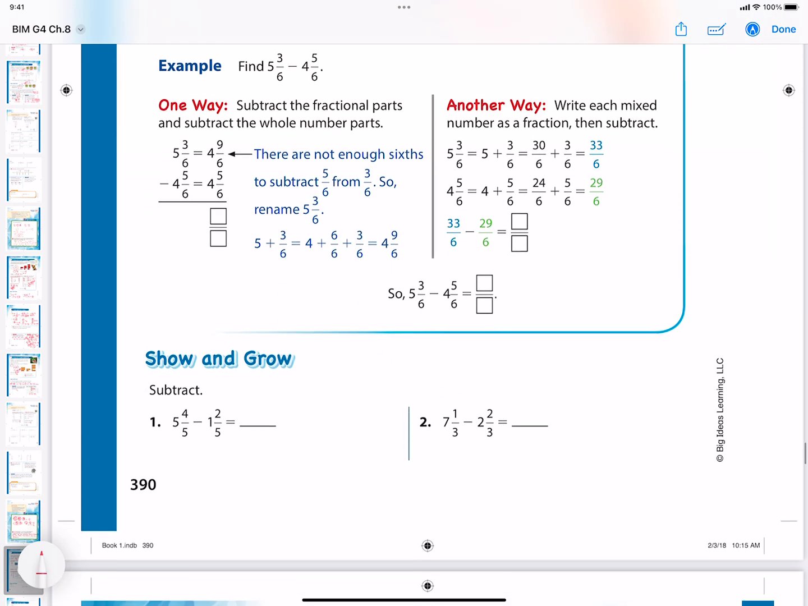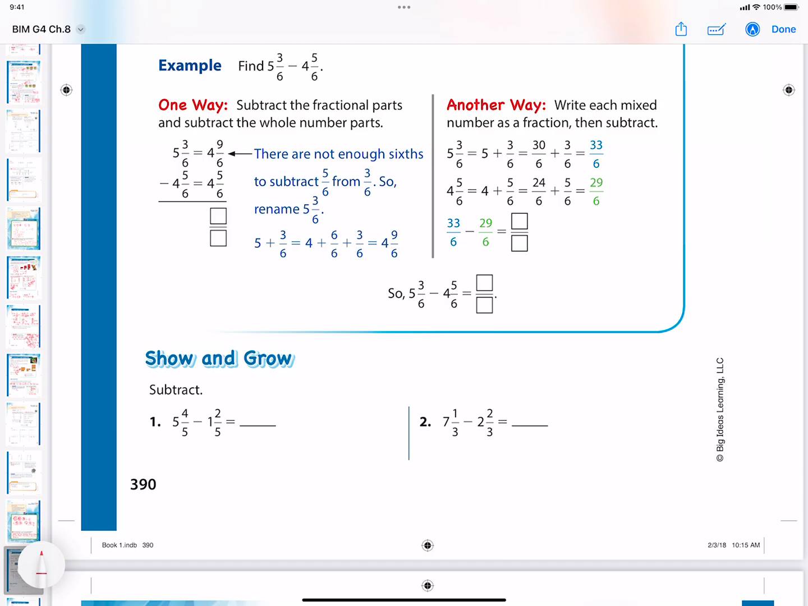Example. Find 5 and 3 over 6 minus 4 and 5 over 6. This is one way. Subtract the fractional parts first and then subtract the whole number parts. Okay. Now, look at this, 5 and 3 over 6. Why did they regroup it? Because there are not enough sixths to subtract 5 over 6 from 3 over 6.